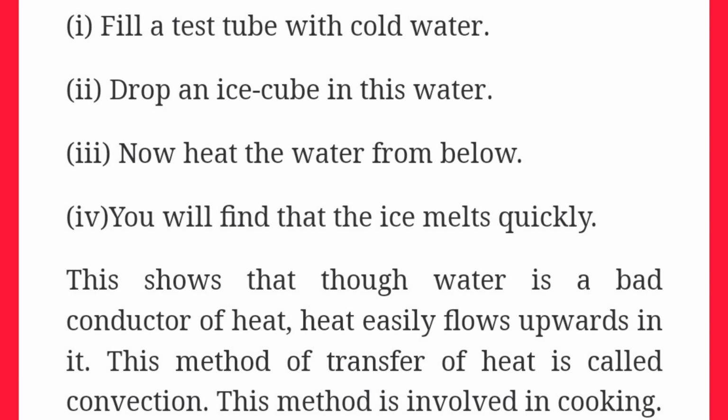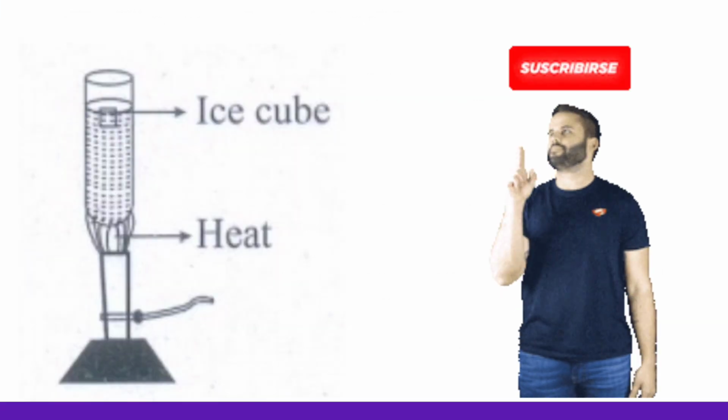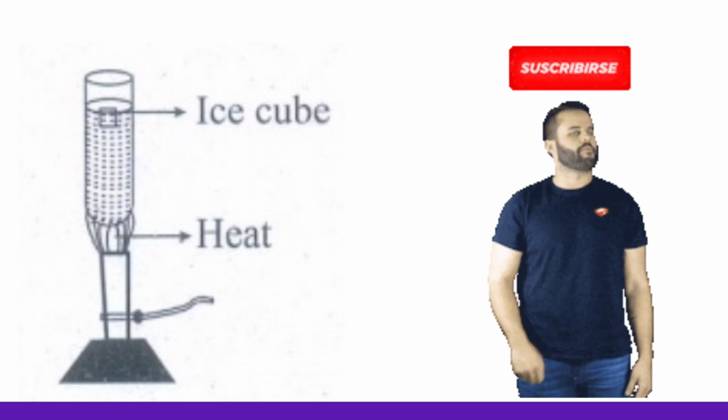First point, fill a test tube with cold water. Second point, drop an ice cube in this water. Third point, now heat the water from below. Fourth point, you will find that the ice melts quickly. This shows that though water is a bad conductor of heat, heat easily flows upward in it. This method of transfer of heat is called convection. This method is involved in cooking. Draw the diagram. That is the third detailed answer.